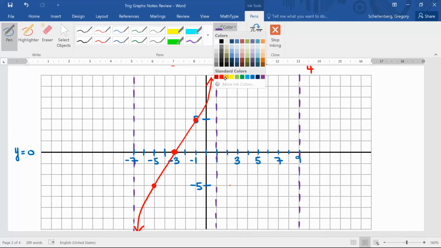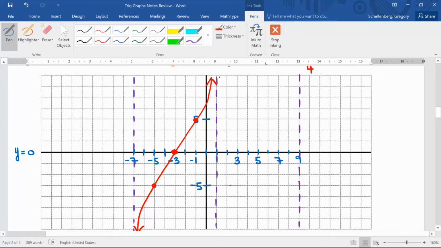Okay, we'll add our significant points. We have a starting point at 5. We have a max point at 7. We have a min point at 3. And let's connect the dots. And there we go. So we've got 2 periods now of this tan function.